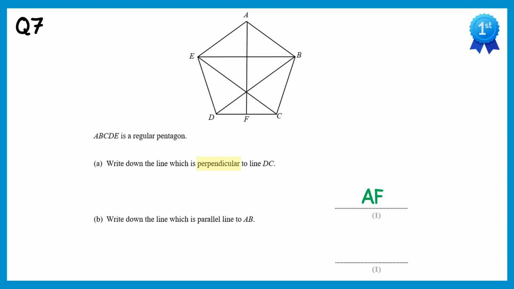For part B, we're looking for a line that's parallel to AB. Parallel lines never meet, so if we mark on AB, we're looking for another line that would never meet this line if we extended them, and that would be the line EC here, so the answer is EC.